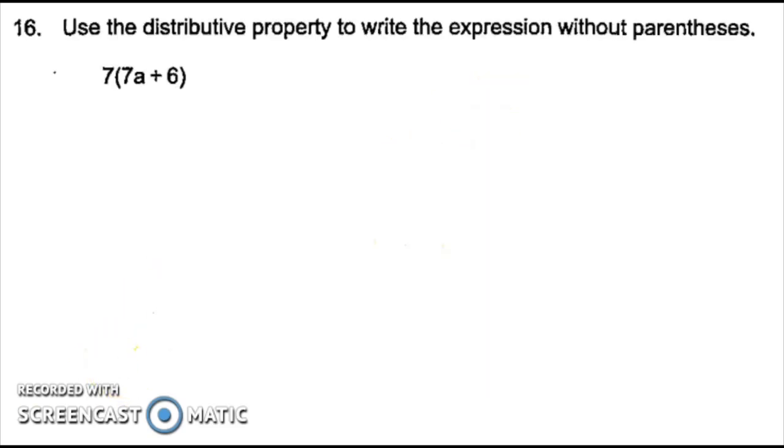Moving down to 16, it is asking you to use the distributive property to write the expression without parentheses. When you distribute a number into parentheses, we're basically multiplying the number on the outside to everything on the inside of the parentheses. So we have to do 7 times 7a, which is 49a, and then 7 times 6, which is 42. So we'll have 49a plus 42 as our answer for number 16.